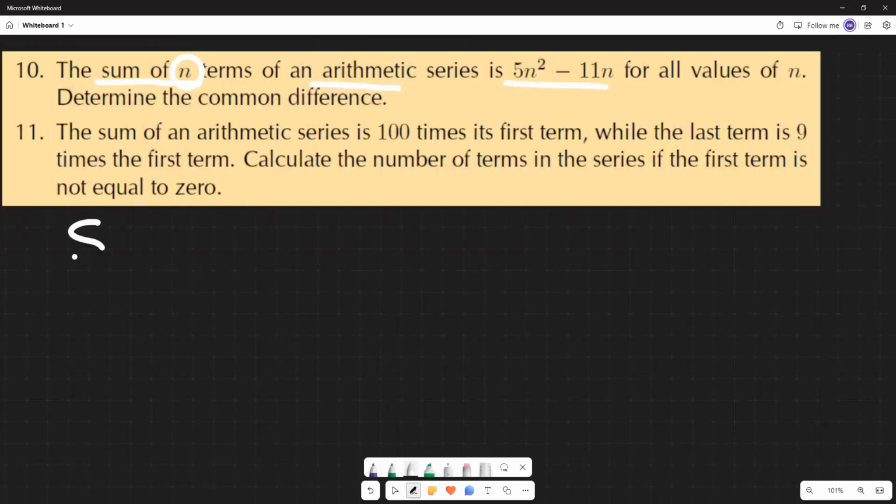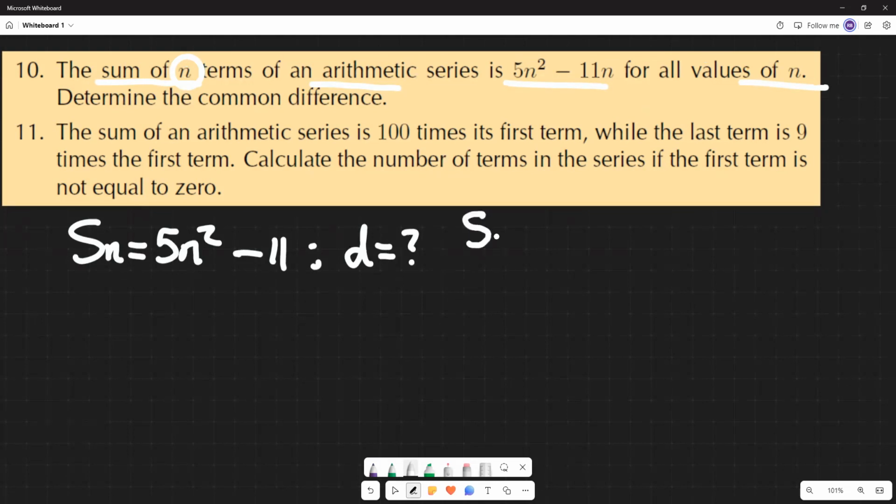I know that the sum of n terms of an arithmetic sequence is 5n squared minus 11 for all values of n. Determine the common difference. They want me to get d. Perfect. So guys, remember this. In one of the videos, we discussed this important formula, but I'm going to do it again.